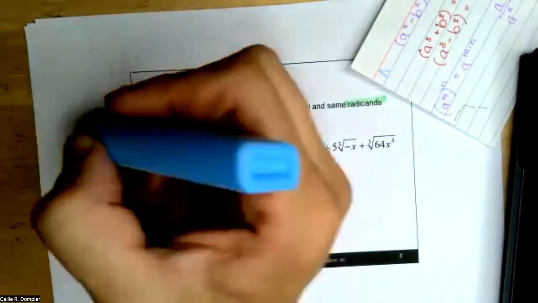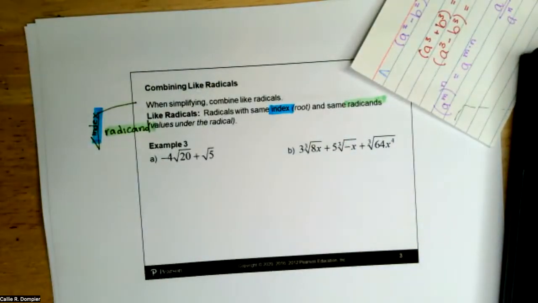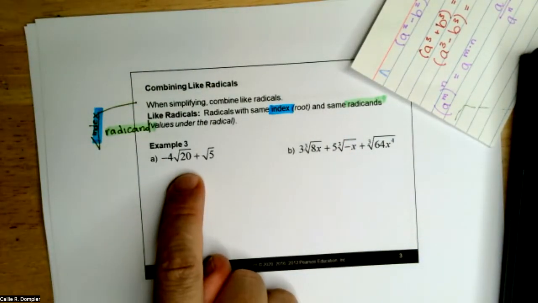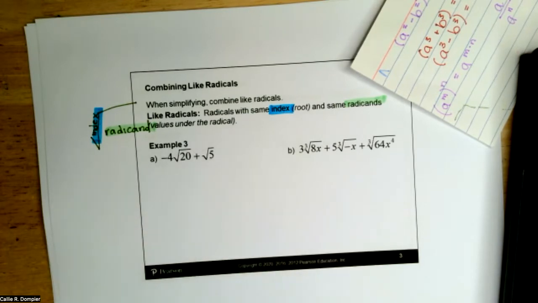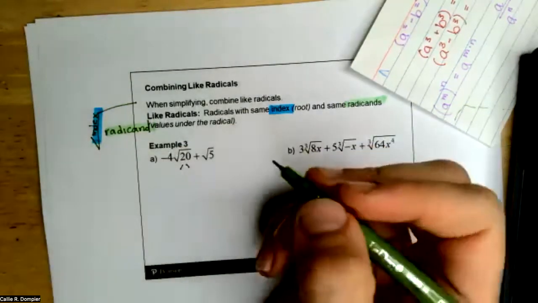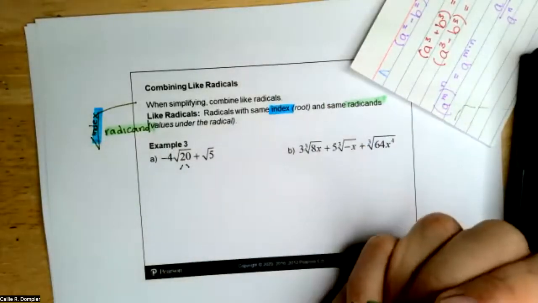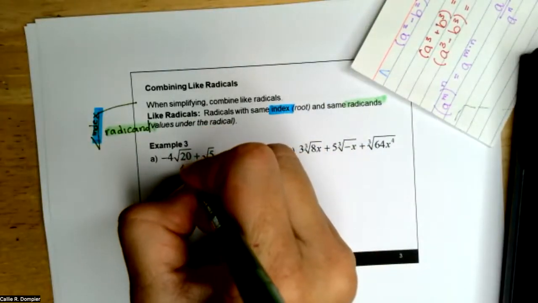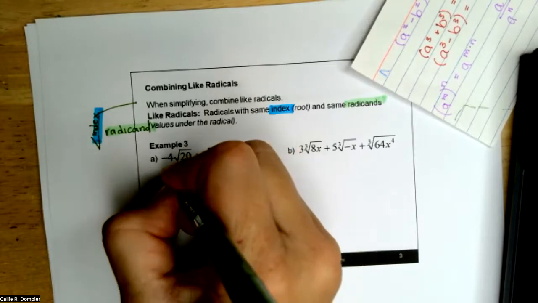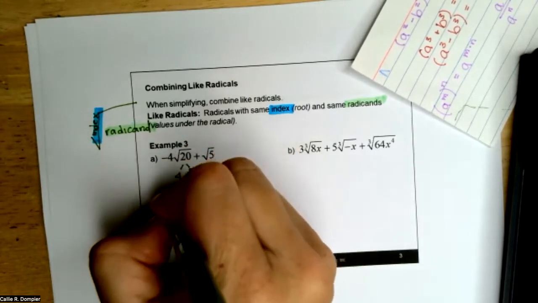You can also call the index the root. Good. So these have an index of 2, but they do not have the same radicand. They want us to combine them. So in order to do that, we can take 20 and divide it by obviously 5, right? Because we need a 5 to be under there. 20 divided by 5 is 4. 4 becomes 2 and 2.